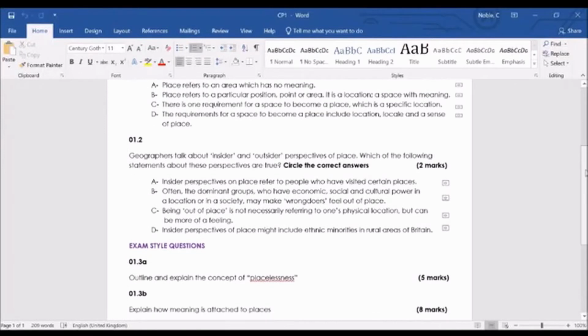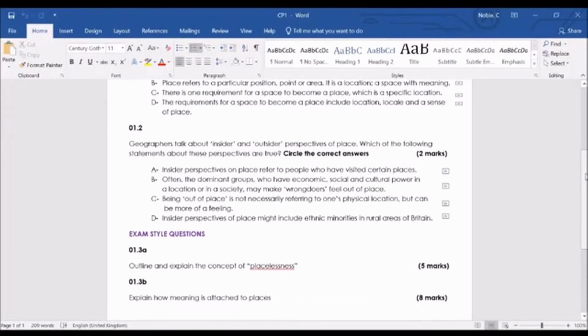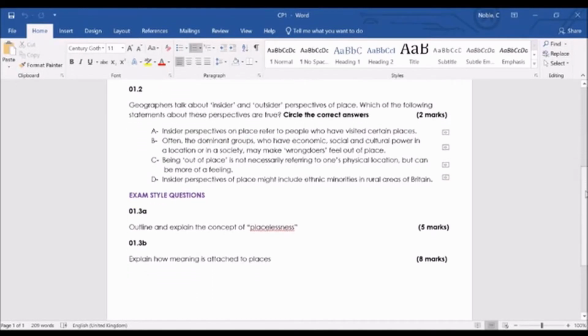The second question is about insider and outsider perspectives of place. And again, for the second question, you're looking to select two statements which are correct.